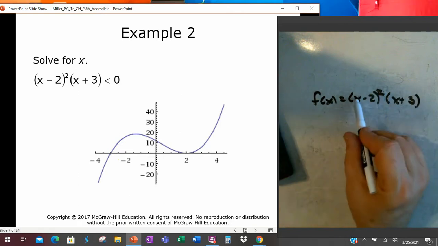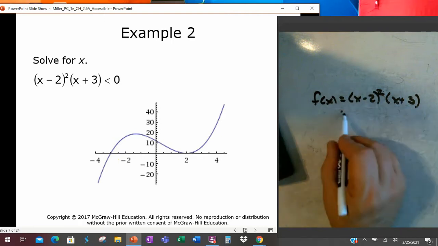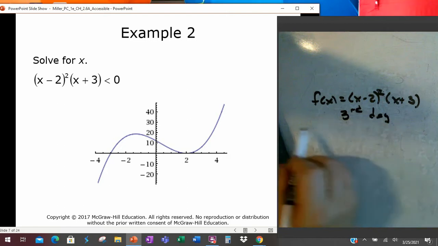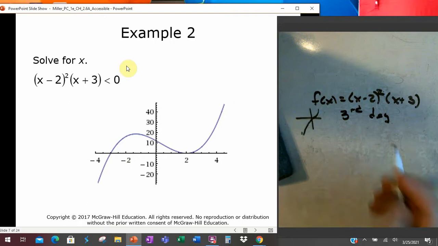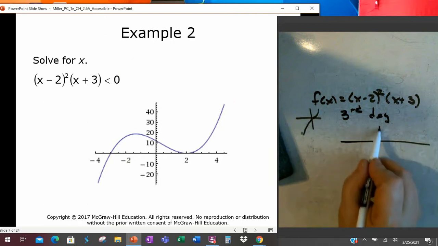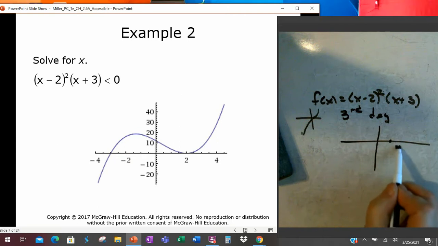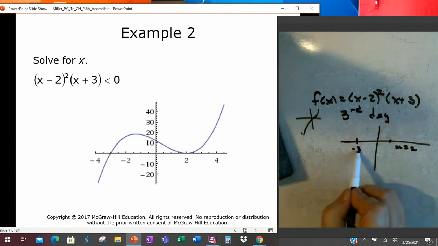This is a 2x squared times x cubed. So this, if we expanded this out, is a third degree polynomial. Third degrees, any odd degrees are down, up. Okay, so if we looked over here, that's what that's going to do. My 2 zeros are x equal to 2, multiplicity is 2, and then our x is equal to -3.